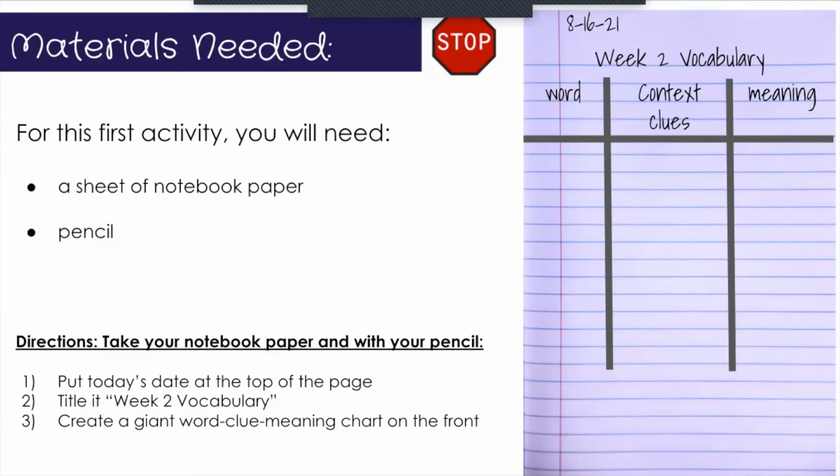The next thing I want you to do, I want you to give this activity a title. The title for today's activity is Week 2 Vocabulary. And the last thing I want you to do with your notebook paper is I want you to take your pencil and create a giant word clue meaning chart on the front. I've given you an example on the screen for you to follow. Go ahead and pause the video, and when you're ready to continue, just hit play.